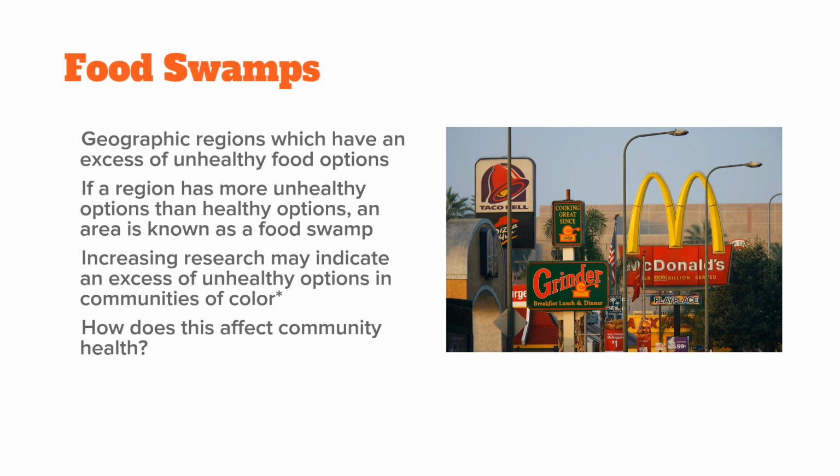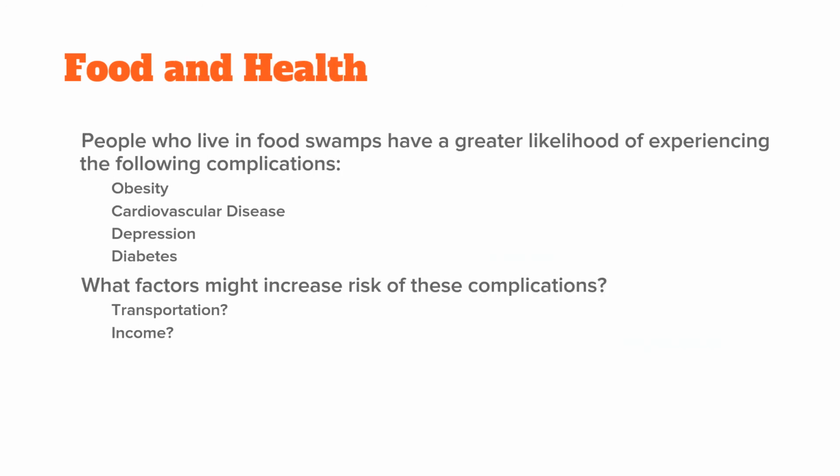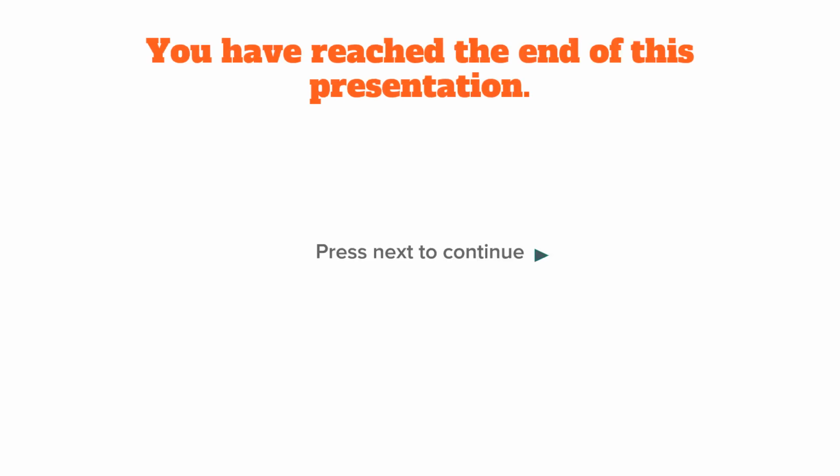So, how does this affect community health? Research shows that people who live in food swamps have a greater likelihood of experiencing the following complications, including obesity, cardiovascular disease, depression, and diabetes. So, what factors might increase the risk of these complications? What if somebody has limited transportation or income? In this module, we'll focus on how geographers use GIS to better understand food insecurity. To do this, we'll first introduce you to what GIS is.